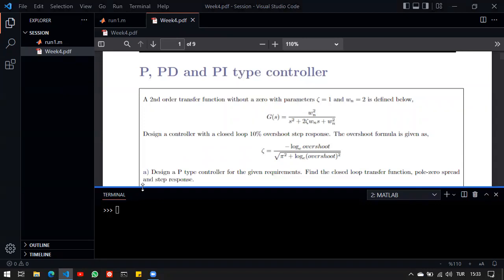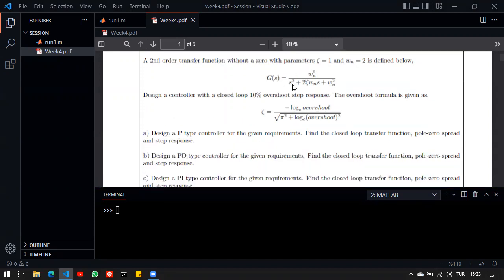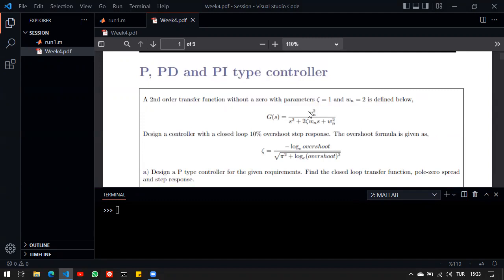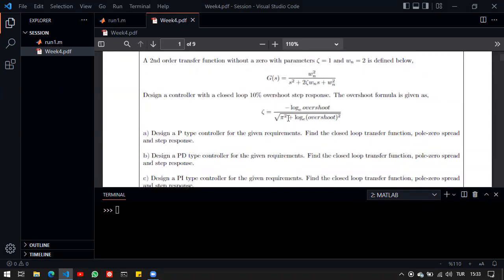So this week we will be talking about PD and PI controllers, in addition to the P-type controller. Now, we have a second order system where the zeta and omega n values are given. And then we also now have the overshoot. Last time we had the settling time requirement for the design. Now we will be focusing on the overshoot. Here we have a 10% overshoot requirement.